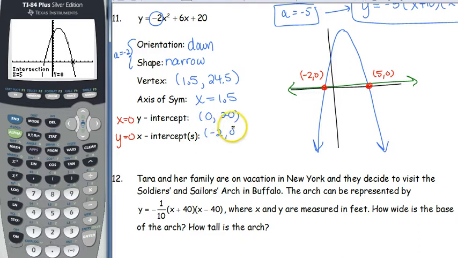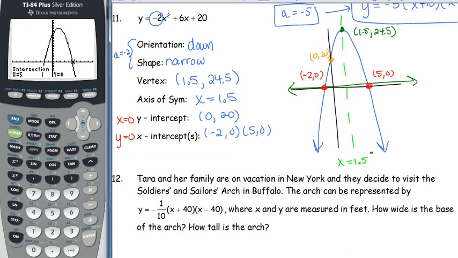So we fill our information in here. Make sure that your graph is completely labeled. So we've got to fill in our vertex of 1.5, 24.5. We have our y-intercept here at 0, 20. You can see that my sketch is not exactly accurate there, which is fine. Sketching is sketching. Just make sure that it's relatively close. And then we've got our equation of the axis of symmetry, which is at x equals 1.5.